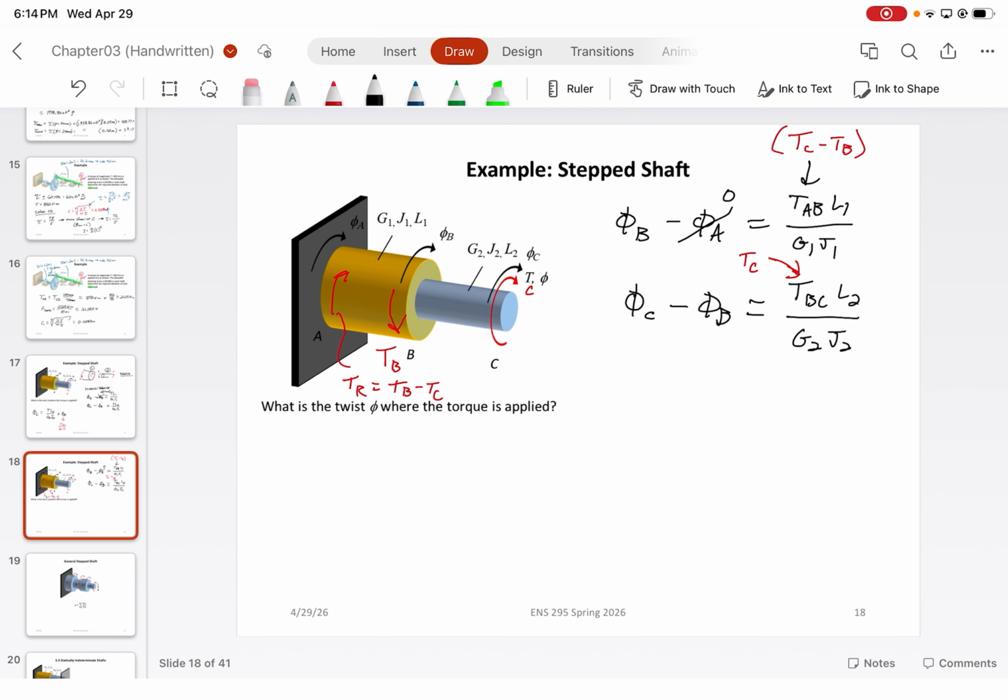All right. So now we can solve for the total angle of twist at C, which would just be TC L2 over G2 J2, plus phi B, which would just be TC minus TB, times L1 over G1 J1.